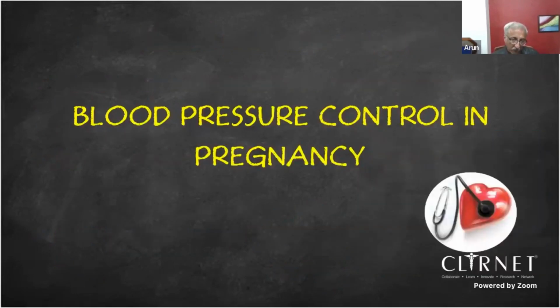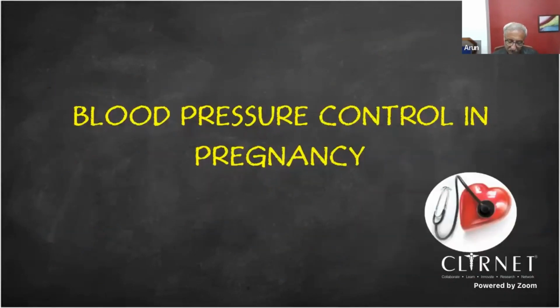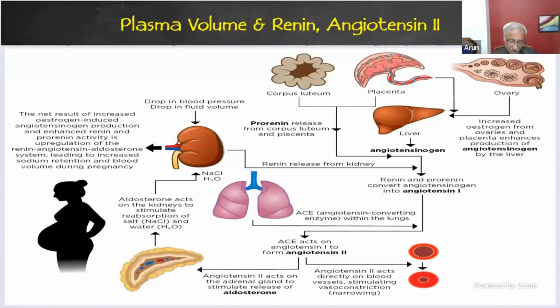So now, how is blood pressure controlled in pregnancy? What are the factors which control blood pressure in pregnancy? If we go back to this slide, one is the pressure, meaning how much blood we have, or the blood volume. That is one important factor. And another point is vascular resistance. So these are the things which control your blood pressure in pregnancy. So, plasma volume. Okay.